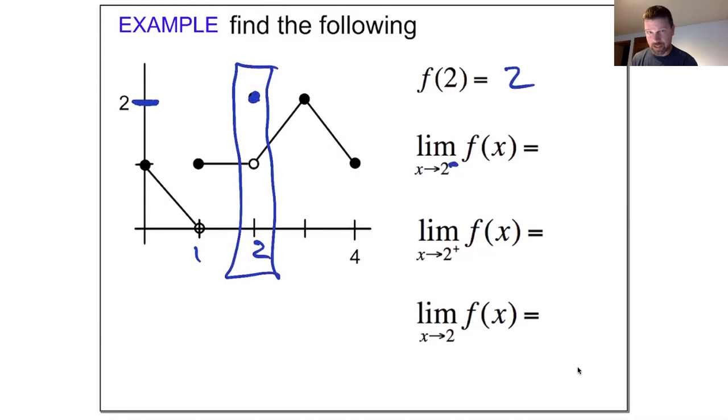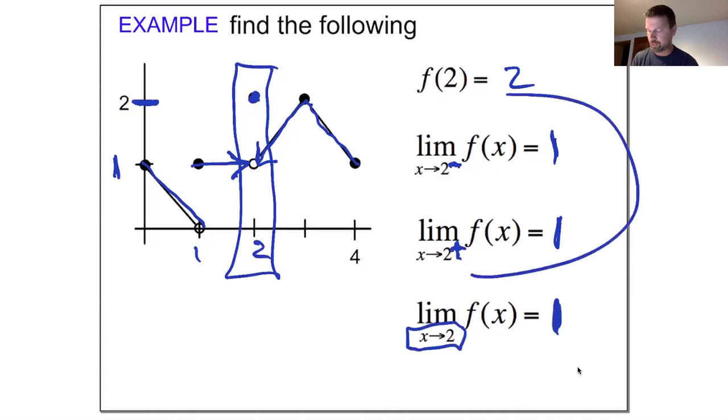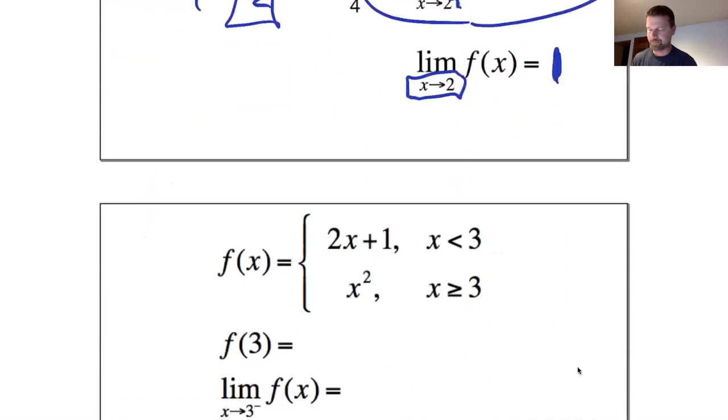From the left side, as I travel along here, I get closer and closer to that hole, which is a value of 1. So that's 1. From the right side, as I get closer and closer, I approach that same hole, which has a value of 1. You'll notice I'm approaching the same hole from both the left and the right. So the limit as x approaches 2 does exist because it agrees from the left and the right. It's 1. Same as these two because the limit from the left side and the limit from the right side agreed. All there is to it.